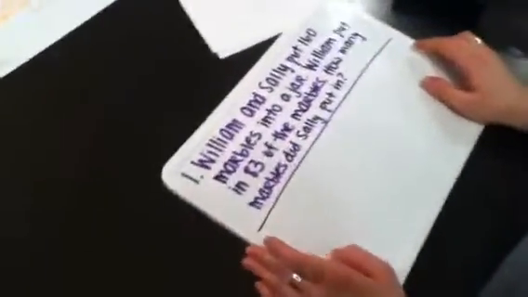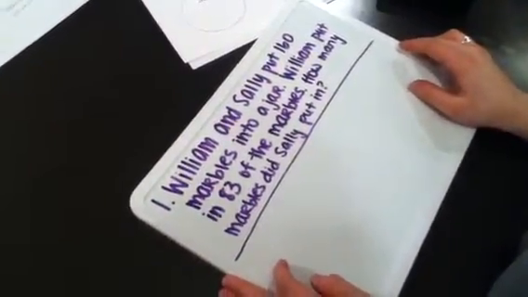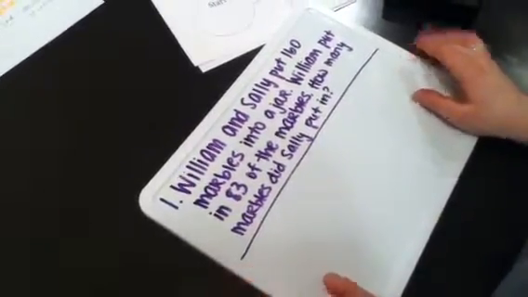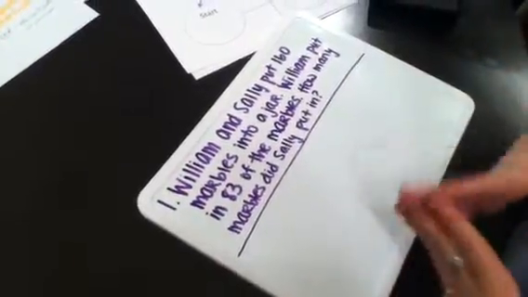William and Sally put 160 marbles into a jar. William put in 83 of the marbles. How many marbles did Sally put in? So we are joining two sets of marbles together, William and Sally's, to make 160 marbles.